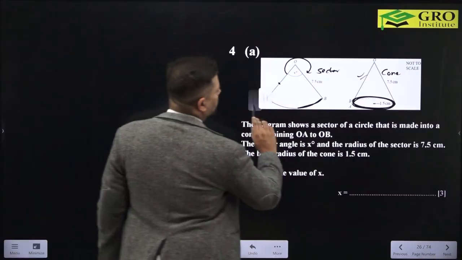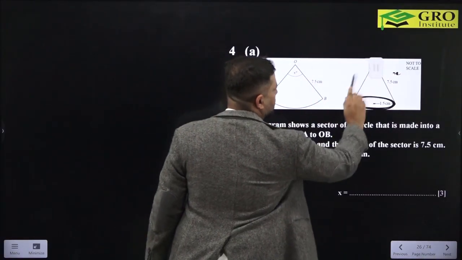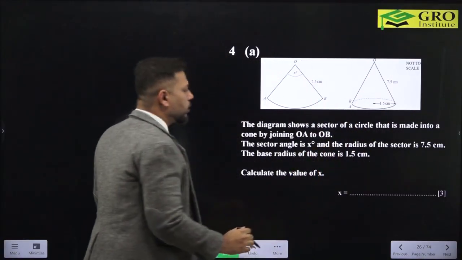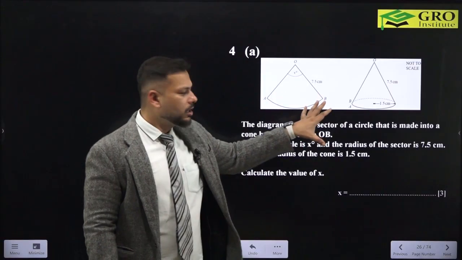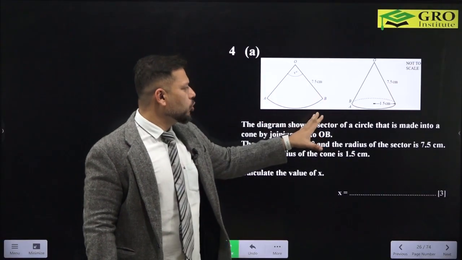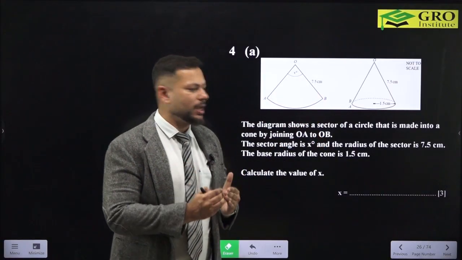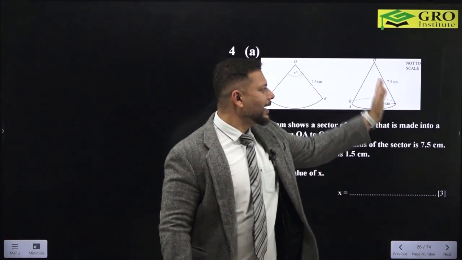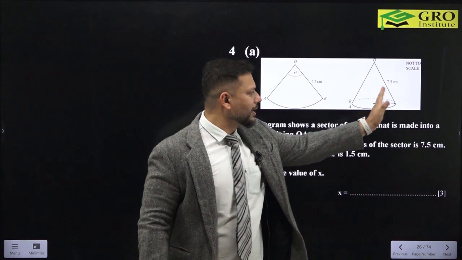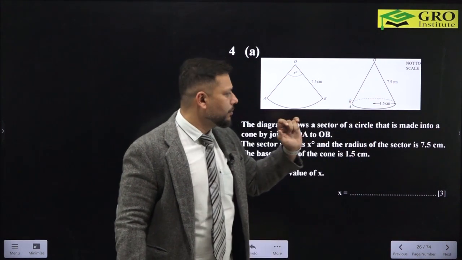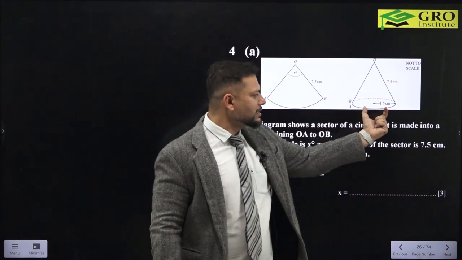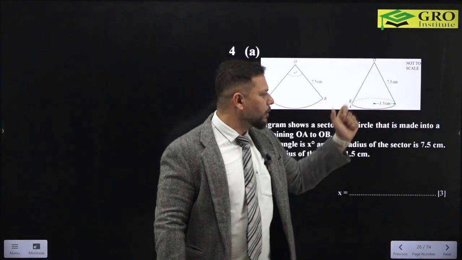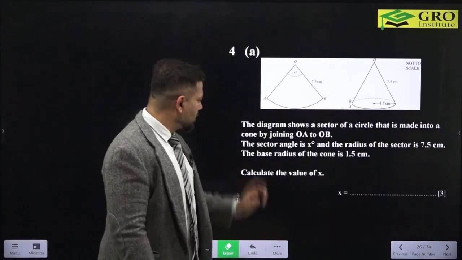I'll just erase it. We will just read the question one more time. So I hope it's clear what is happening. This sector with the radii OA and OB, OA and OB are joined together, radius being 7.5. So the slant height of this cone becomes 7.5 centimeter, and the base radius is given to us as 1.5 centimeter.